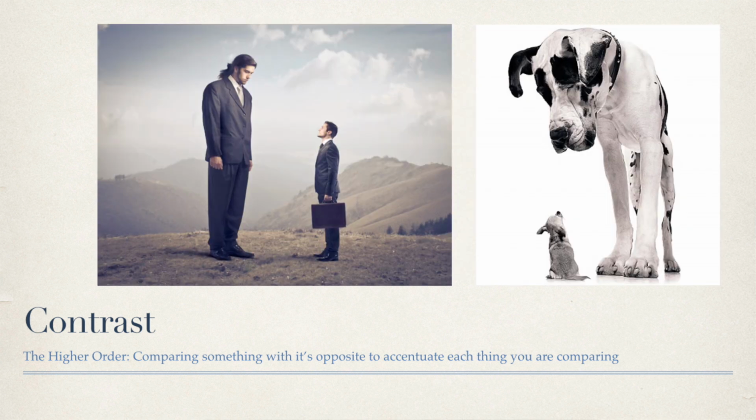Here we have an example of big-small contrast. Try and imagine this image right here without the contrasting element. I mean, what would this photograph look like if you took the big guy out or the little guy out? It would just be a guy in a suit. Or the picture of the dog. You take the little dog out or the big dog out, and it's just a picture of a dog. But when you put them side by side, the small looks smaller and the big looks bigger. And that's the power of contrast.